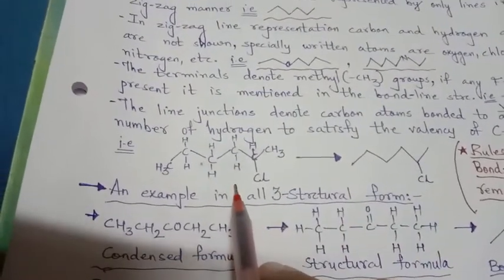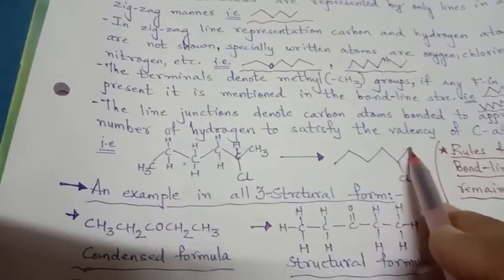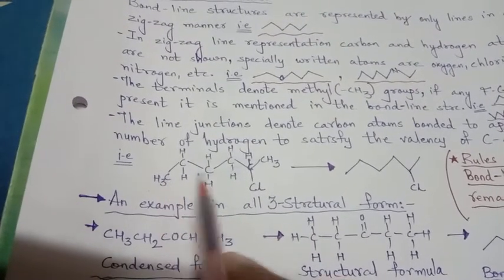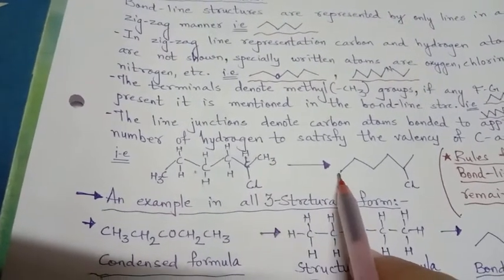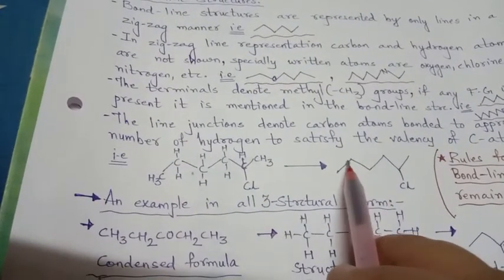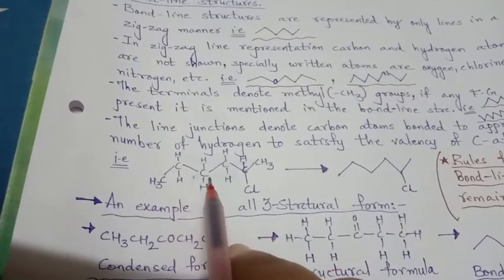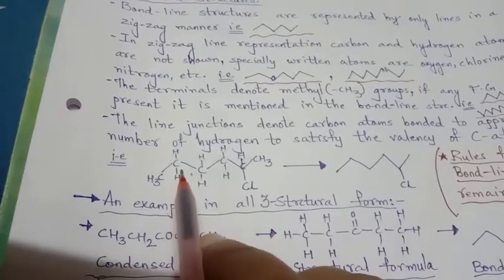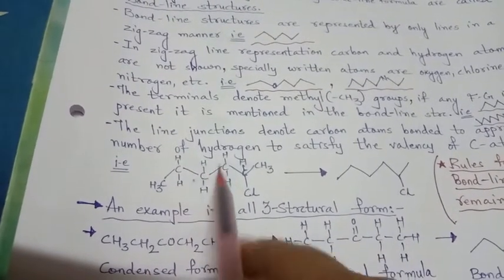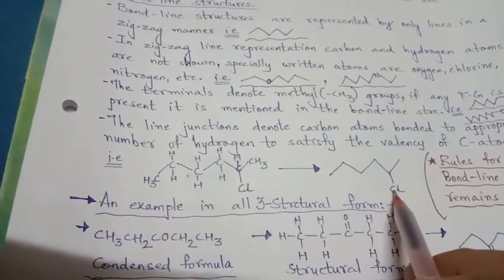See the representation here. This is the representation by bond line, but this is our structural formula. CH3, here CH3, here CH3. That means these two terminals show CH3. And here all the joints are carbon, carbon, carbon, carbon. Now on this carbon, 1 and 2 valency is over, so H, H, H, H, H. Here only one H, because chlorine is present.